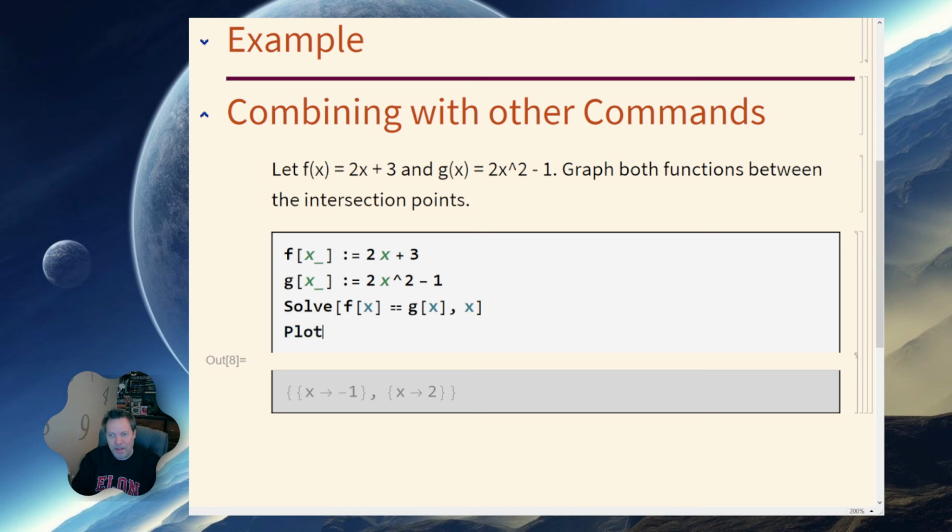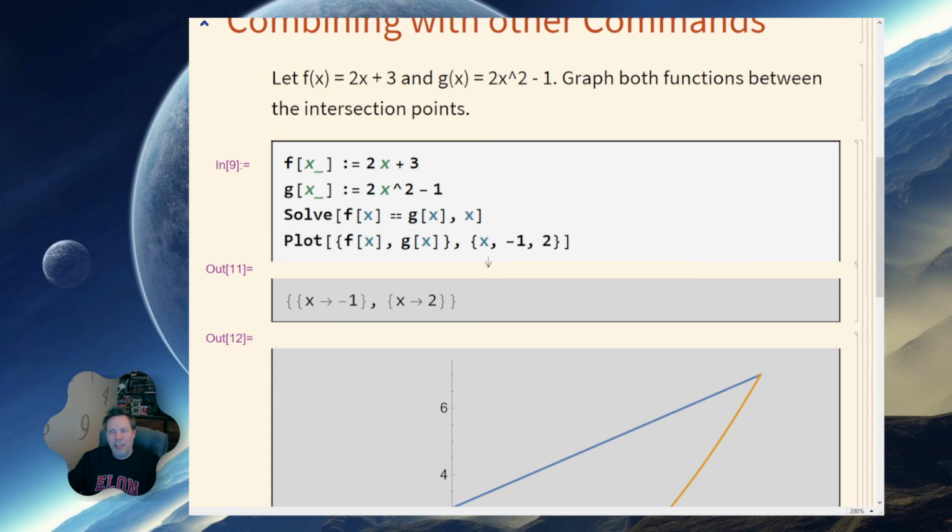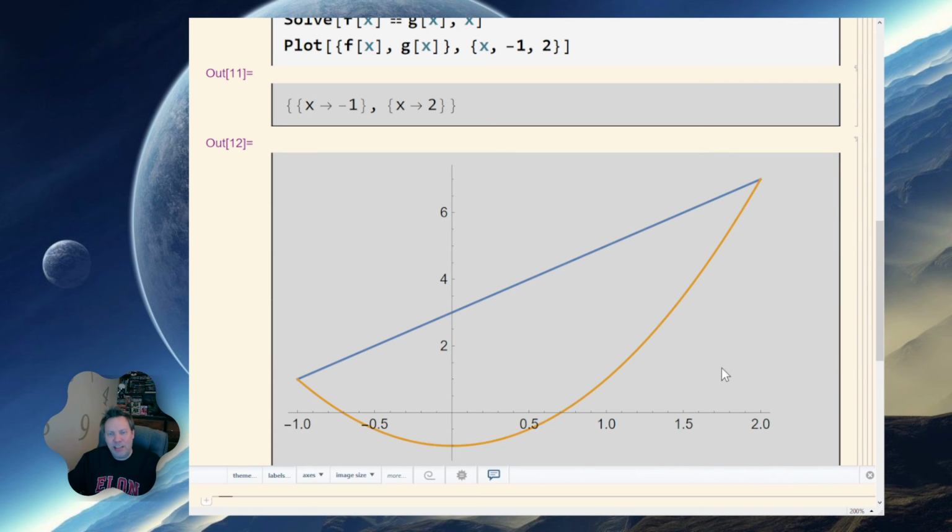I'm going to come back up into this code cell, and now I'm going to plot it. Now I'm going to plot two functions. Well, I'm going to plot f of x. I'm going to plot g of x. And notice that I have these contained in curly braces. Now I need my plotting domain. Well, my variable is x. According to my solve command, I need to go from -1 to 2. I'm going to close up my brackets, and I'm going to evaluate this, and that's the shape I wind up getting.